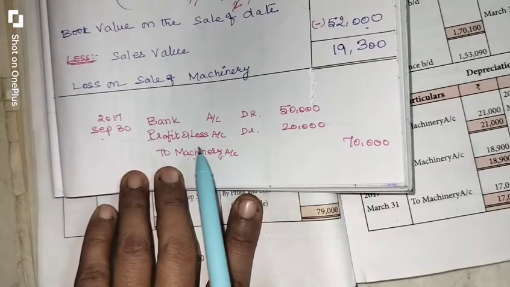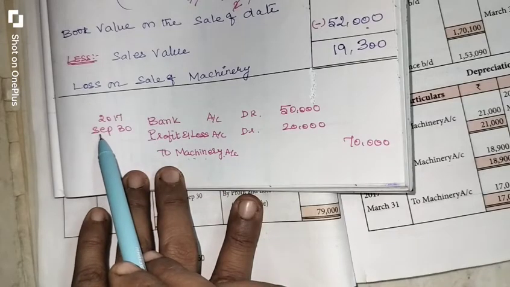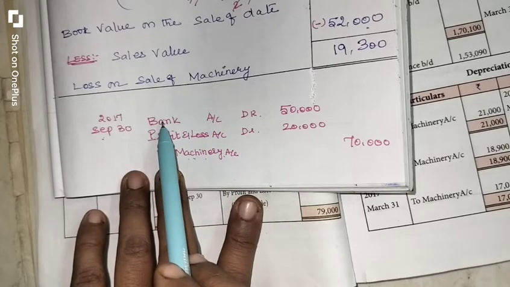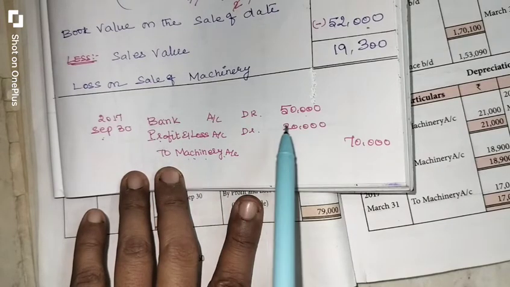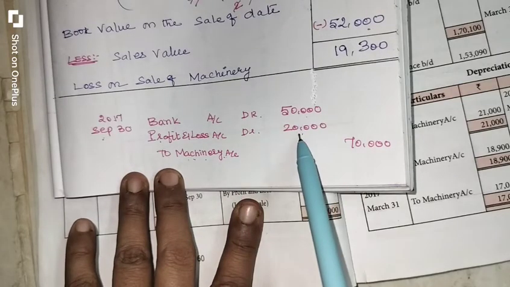So we combine them together and prepare the journal entry. On 30th September 2017, when you sold machinery, bank account debtor 50,000. When you got a loss from the sold asset, you pass the journal entry profit and loss account debtor 20,000. And to machinery account, the total is 50 plus 20, 70,000.